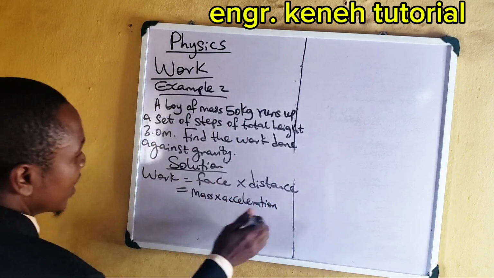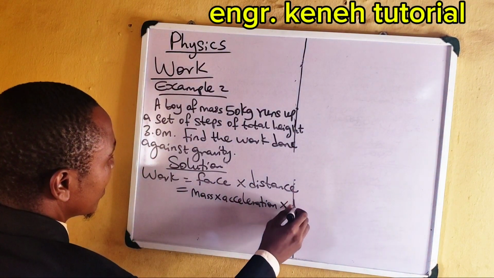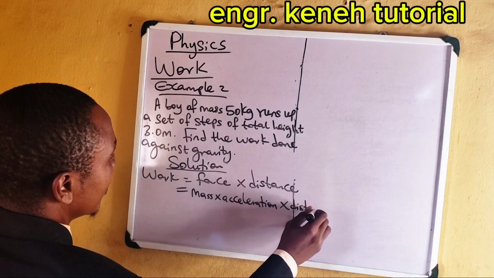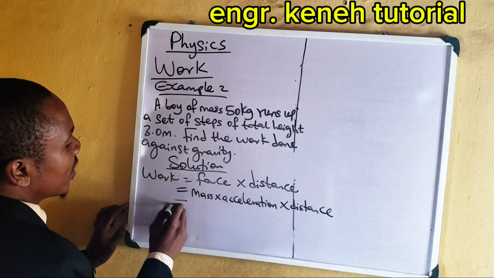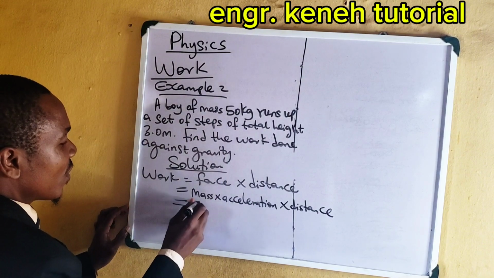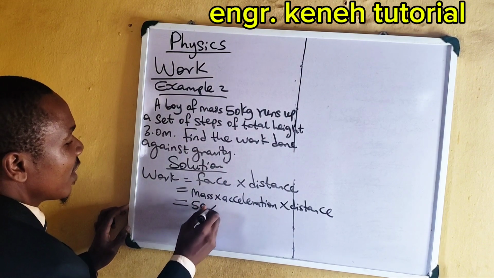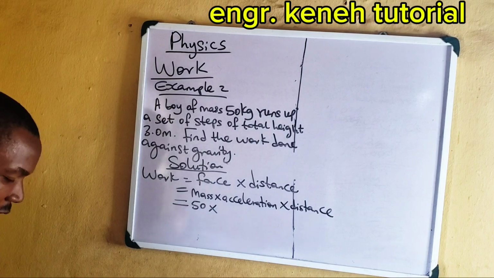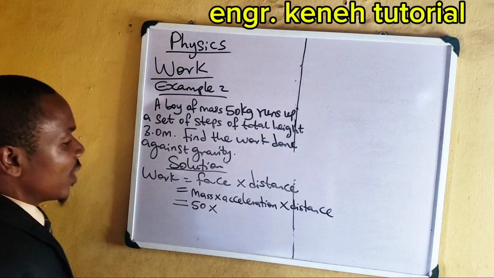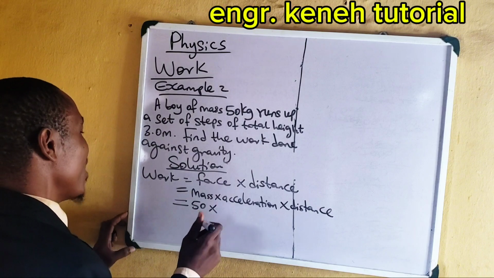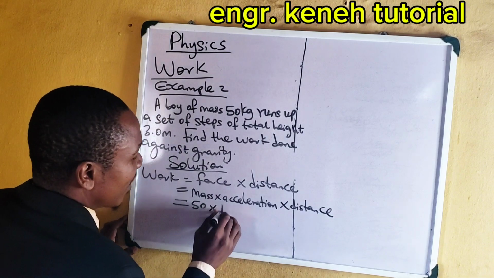So we have like this. Only this force is this. Then we have times what? Distance. Can you see that? Is it clear? All right. So now we substitute. The value of mass is what? 50 kg. We have 50 like this. Acceleration due to gravity, because they mentioned gravity, we have to take it to be what? 10 meters per second square. So we have 10 like this.